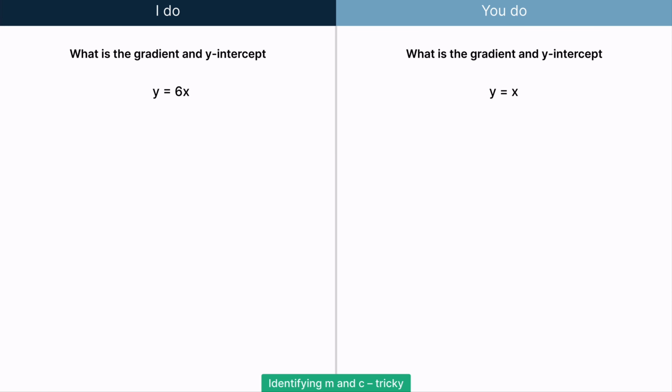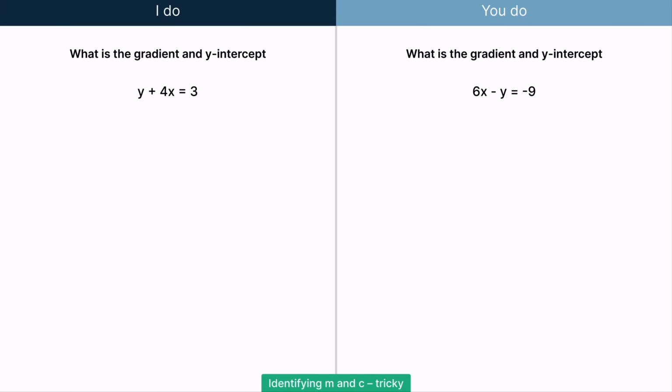So looking at this one, again, y is equal to mx plus c, the term next to the x is the gradient. So the gradient here is 6, but there is no c, so there's no y-intercept. That means it crosses through 0. Okay, and again, hopefully you've pressed pause and had a go here. So the y-intercept is 0, and the gradient is 1, because there's a 1 on here.